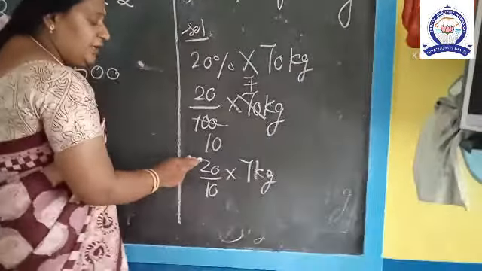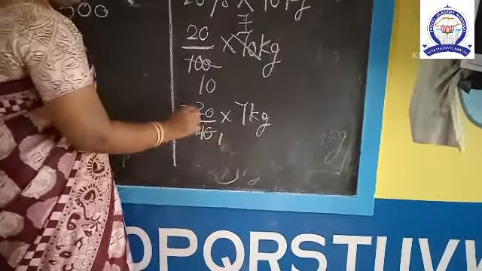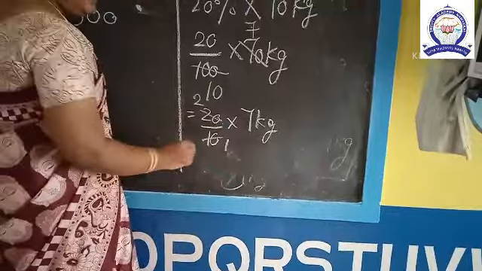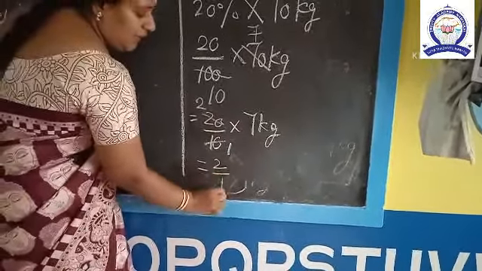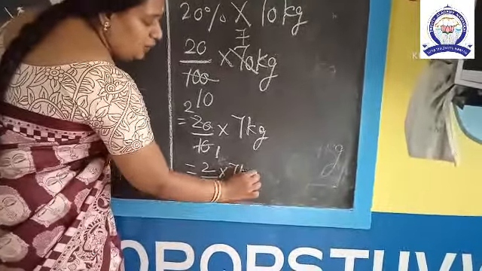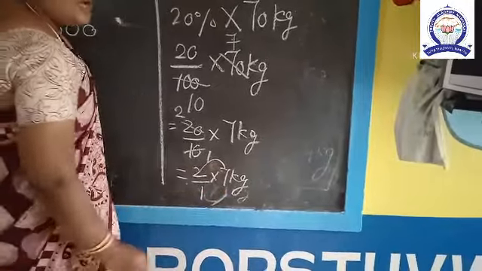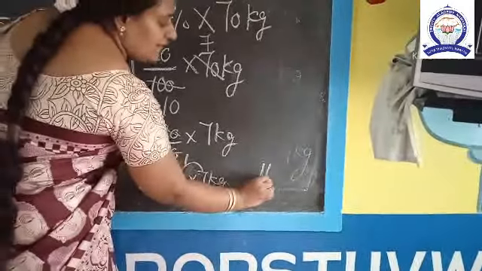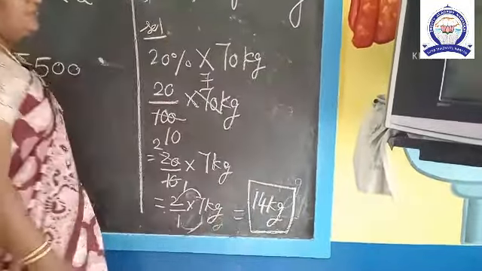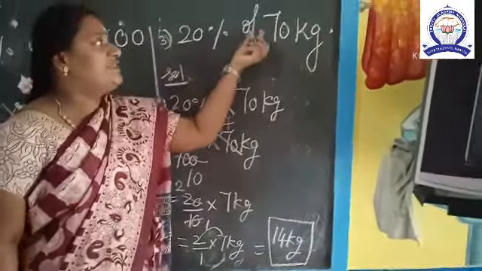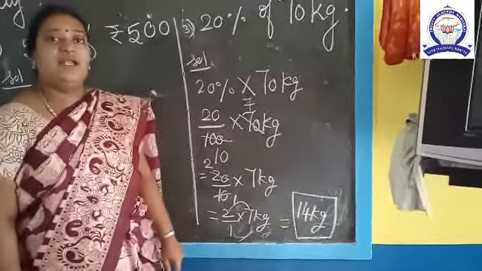இப்போ again இங்க numerator 20 denominator 10 using 10 table. 10 ones are 10, 10 twos are 20. ரெண்டுமே even numbers ஆறதுனால கட் பண்ணிட்டோம். So 2 by 1 into 7. So 2 by 1 is nothing but 2. 2 sevens are 14 kilogram. So what is the answer of 20% of 70 kilogram is 14 kilogram. Okay children, let us see another sum.